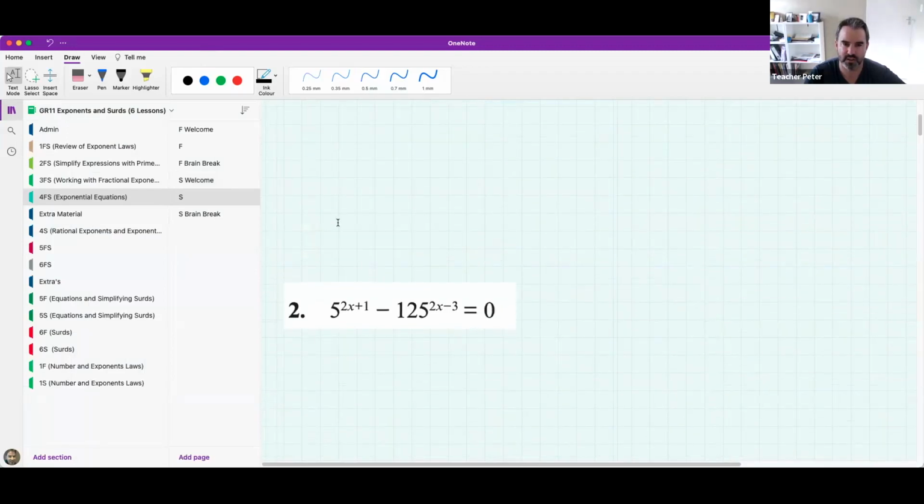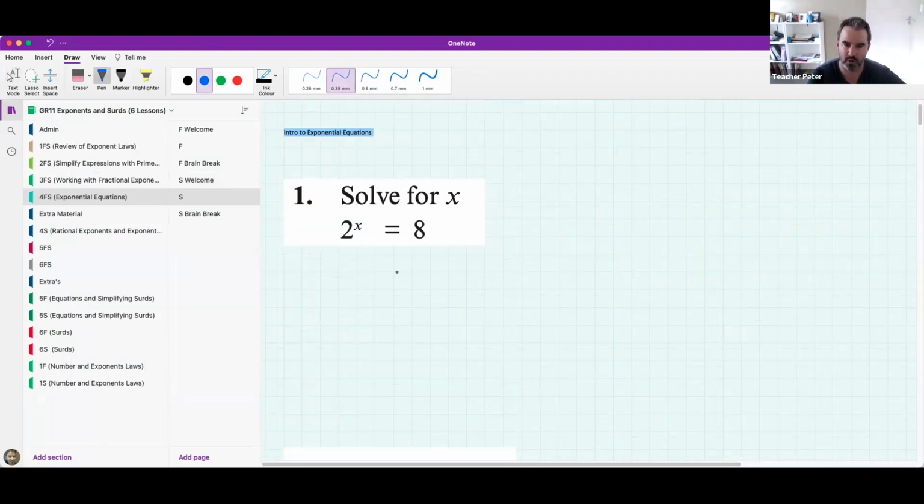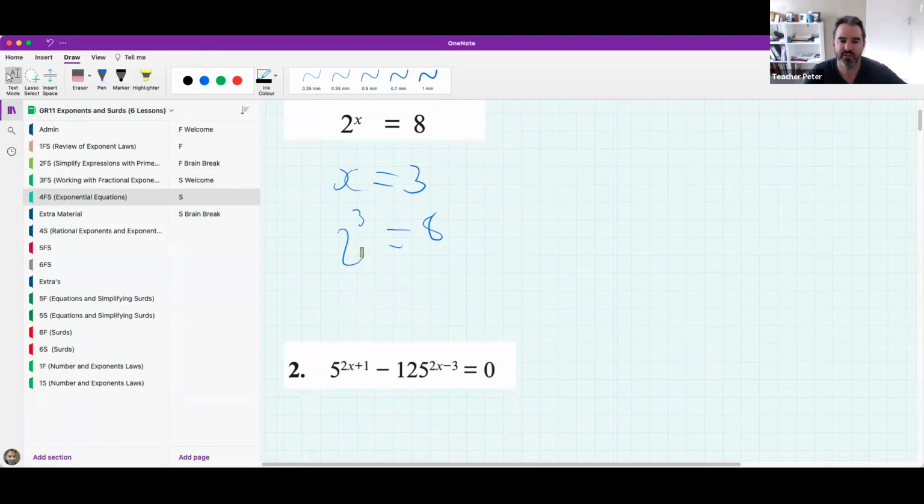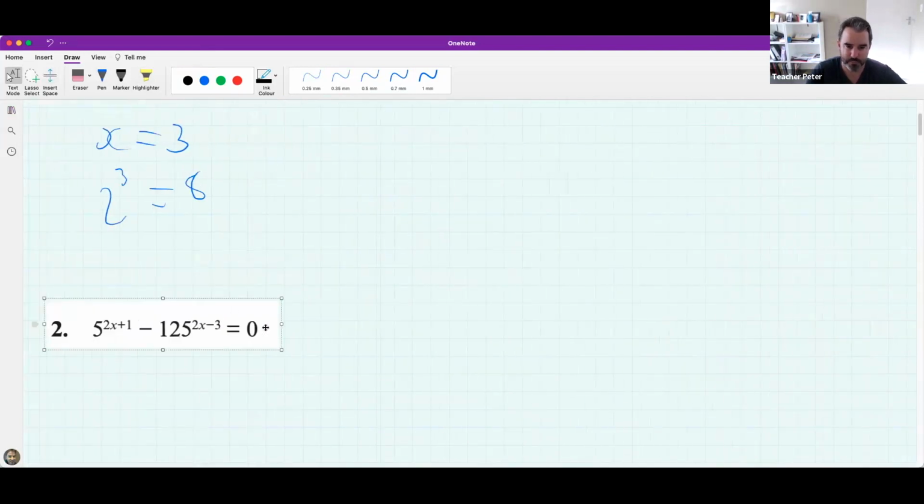In the last lesson, we did some simple stuff like this, where we said, look, clearly x must be 3, because that's the only way that I can get 8. And the main focus for today is on solving exponential equations. And that's an example of an exponential equation. So let's look at something a bit more tasty.